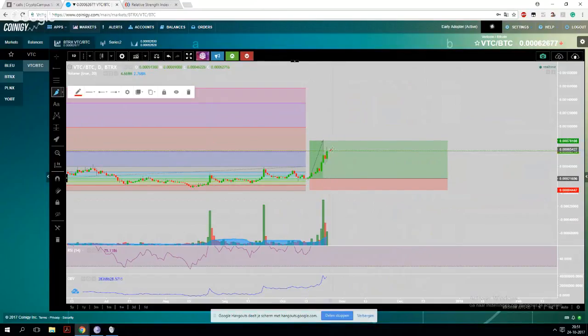Now let's say we don't make it and the price goes down and down, goes to here. I will just close my target and I will set the stop loss to active, because now it is more likely that we reach the stop loss. And that's how I manage it.